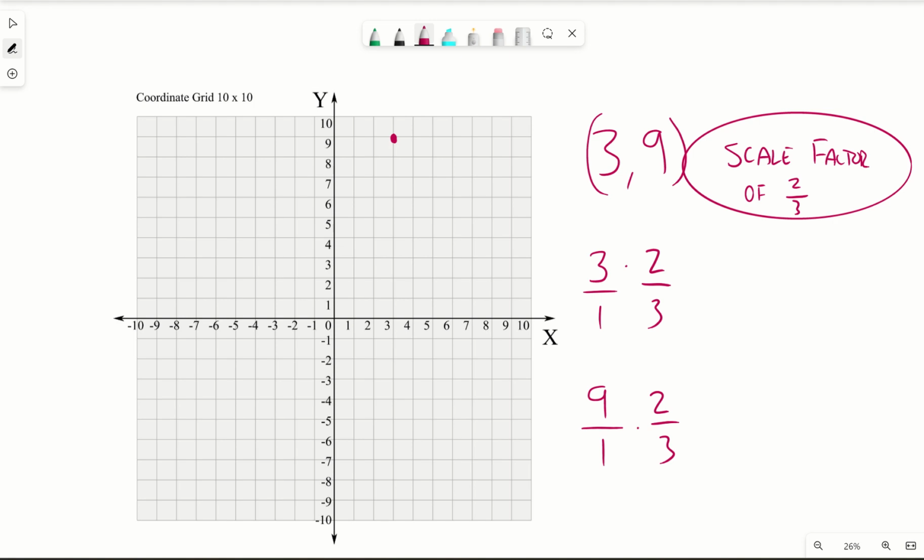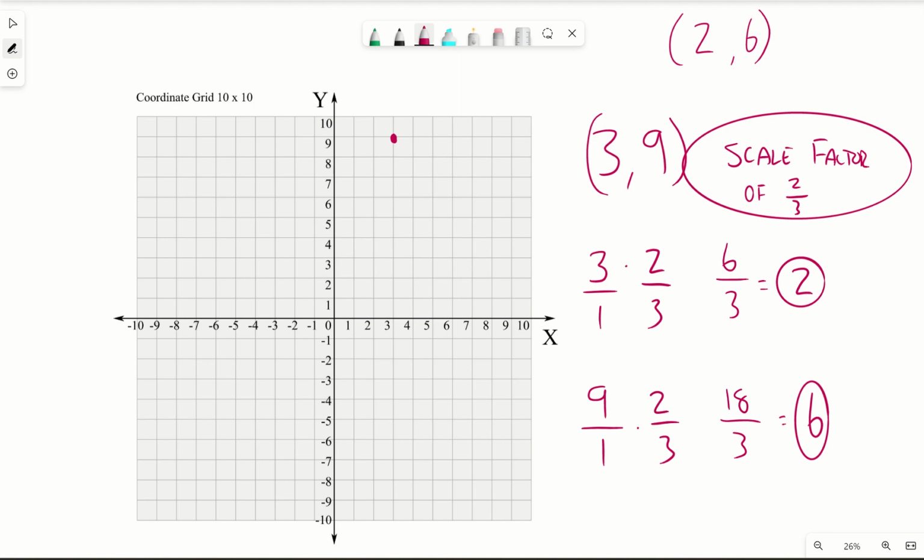Multiply straight across. 3 times 2 is 6. 1 times 3 is 3. 6 over 3 becomes 2. That's going to be my new x value. 9 times 2 is 18. 1 times 3 is 3. 18 divided by 3 is 6. That's going to be my new y value. And my dilation is at the point 2, 6. This is A. This is A prime. That's my new point when I dilate.